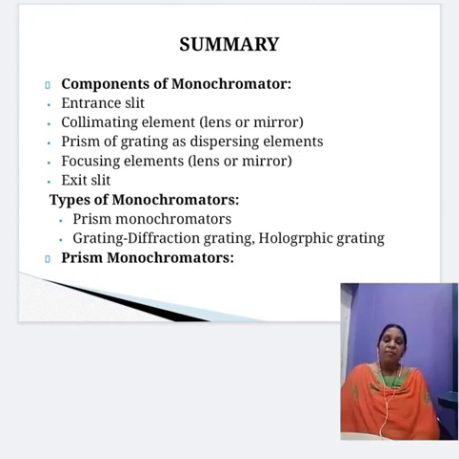Then we have studied the types of monochromators. There are 2 types, prism monochromators and grating monochromators. Grating monochromators are again of 2 types, diffraction grating and holographic grating. And coming lastly to the prism monochromator, it consists of an entrance slit, a collimating lens, that is a plano-convex lens, a prism as the dispersing element, and we have the focusing lenses and the exit slit.